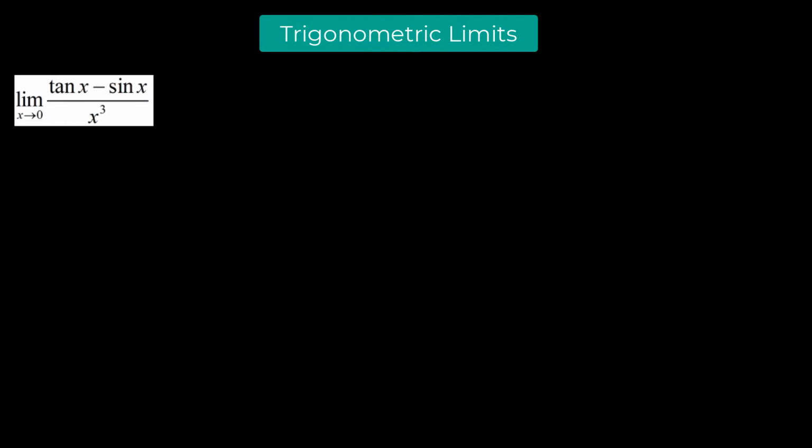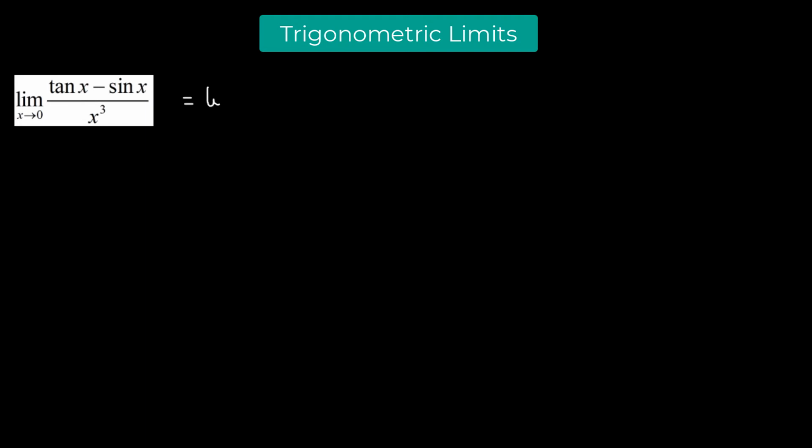So let us begin. Before beginning, I'd like to point out that when we substitute the value of x, we'll have tan 0, which is 0, minus sin 0, which is also 0. So we're getting 0 in the numerator divided by 0 cubed, which is 0. This is an indeterminate form, so we have to do a little bit of manipulation here. So let us do that.